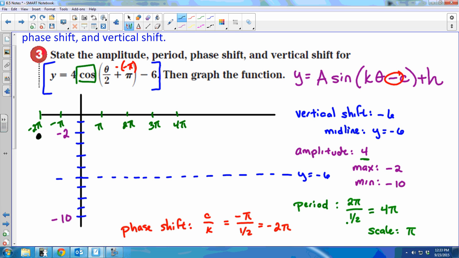Does everyone understand why that point is there? Right, we shifted it, the maximum actually down to negative 2. It's getting shifted over negative 2 pi. Yeah? Okay, so then where does the next point go?